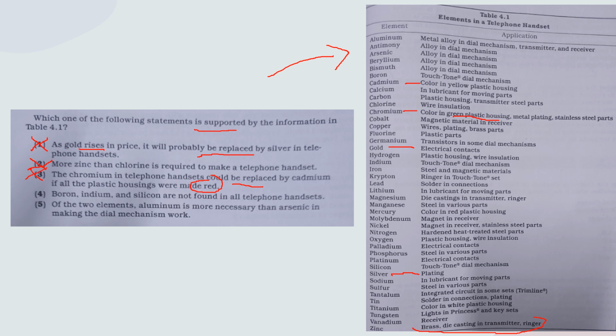Number 4, boron, indium, and silicon, which are used in the touch-tone dial mechanism, are not found in all telephone handsets. Well, they are only found in the touch-tone handsets, not in other types of handset. So number 4 is supported.